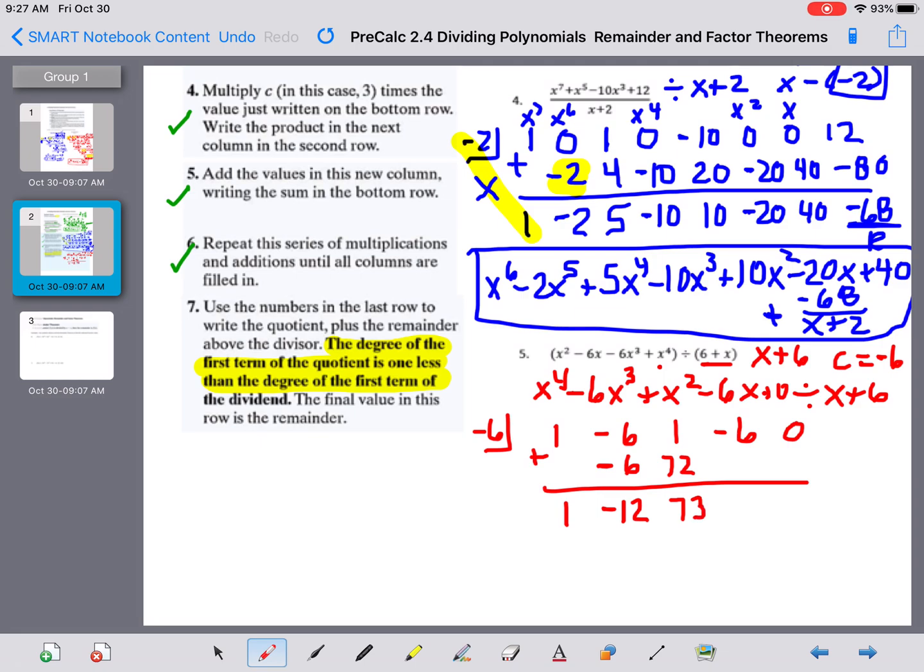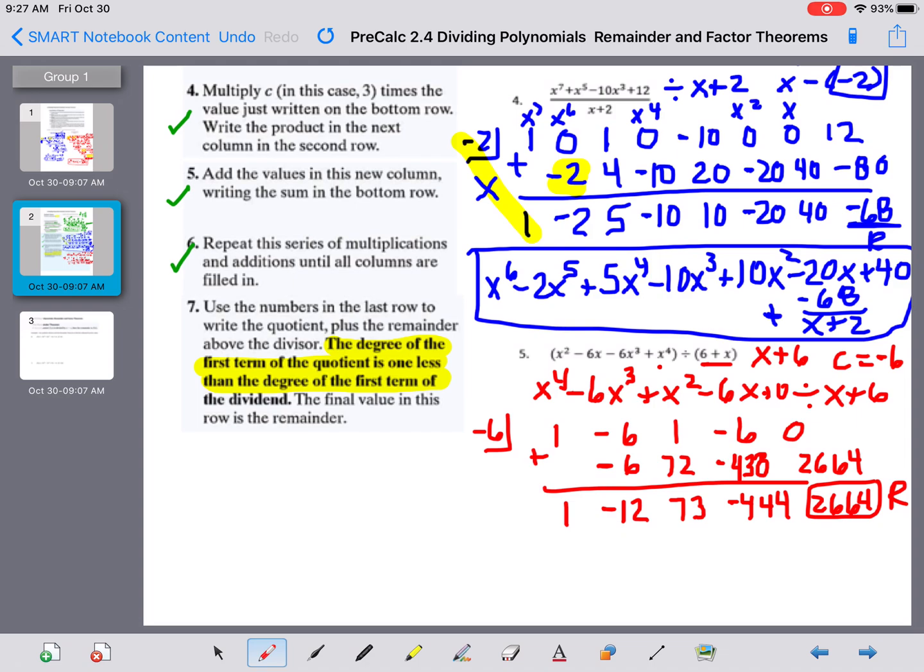Negative 6 times 73 is negative 438. Join with negative 6, we're adding, and I get negative 444. Negative 444 times negative 6 is positive 2,664. And yes, I used a calculator for that. All right, and 0 plus 2,664 is 2,664. Remember, this right here is my remainder.